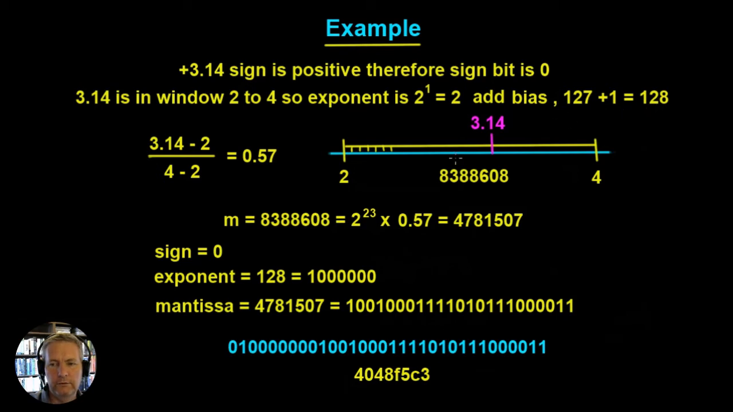Now the third part is to find the mantissa. Now what the mantissa does is it provides us with our precision. So between 2 and 4 we know we're going to have 8388608 numbers, and we know we're going to have to go from the value 2 to the value 3.14. So all we have to do is just work out the percentage. So how far along from 2 to 4 are we going to get 3.14?